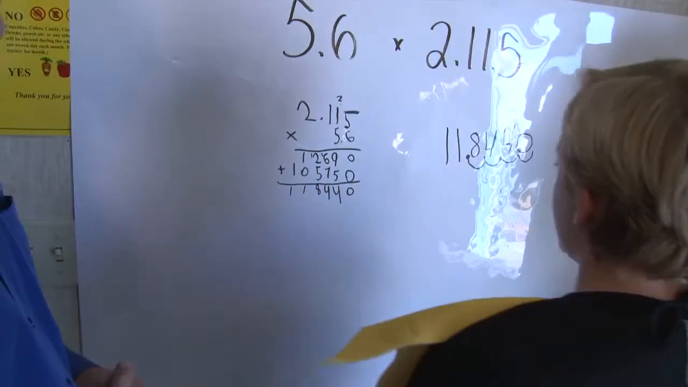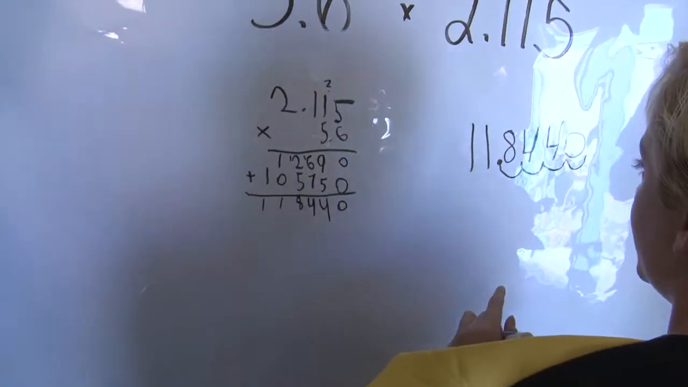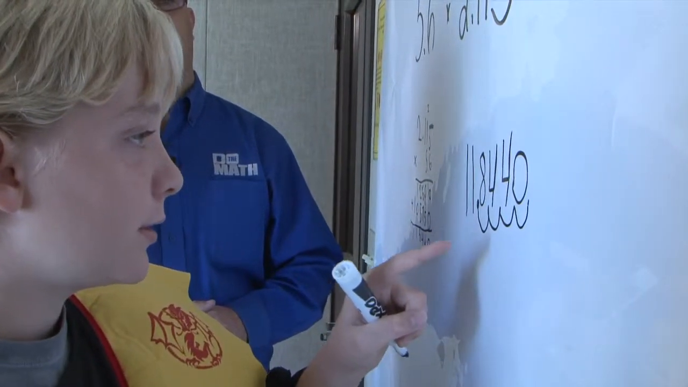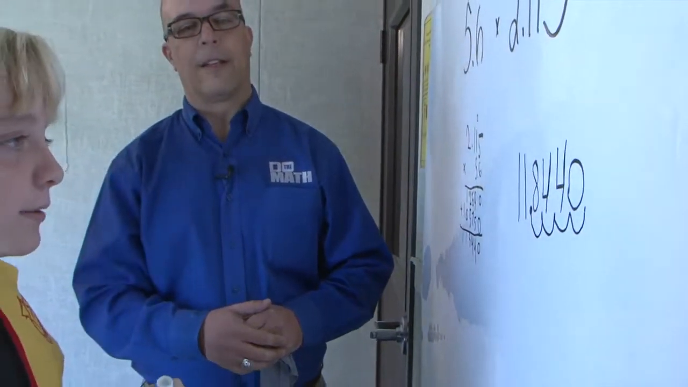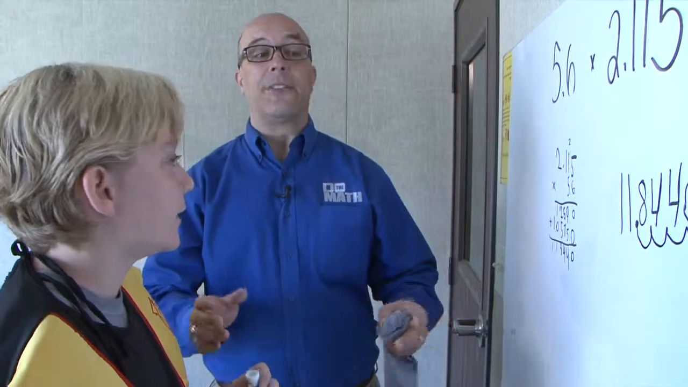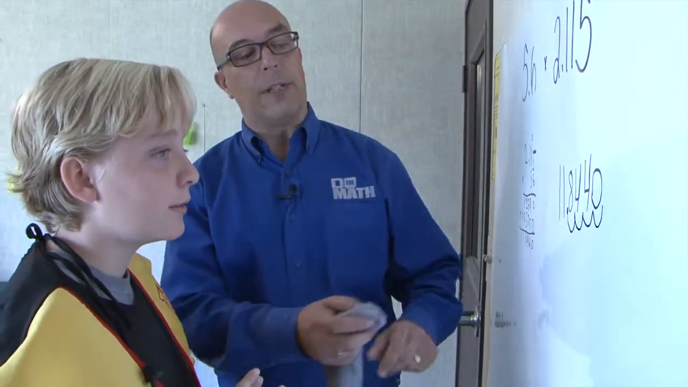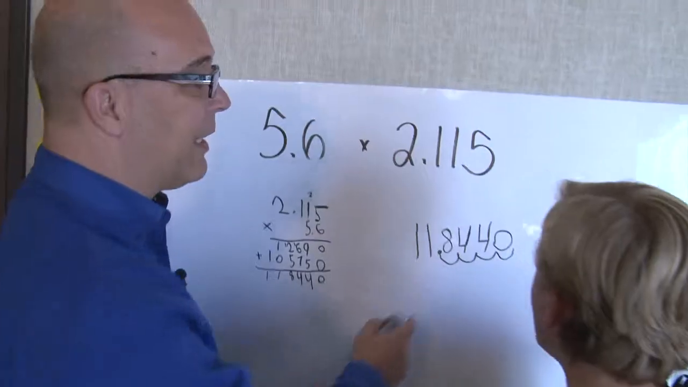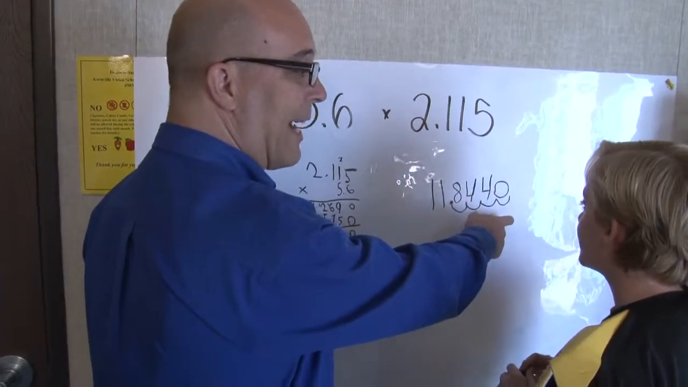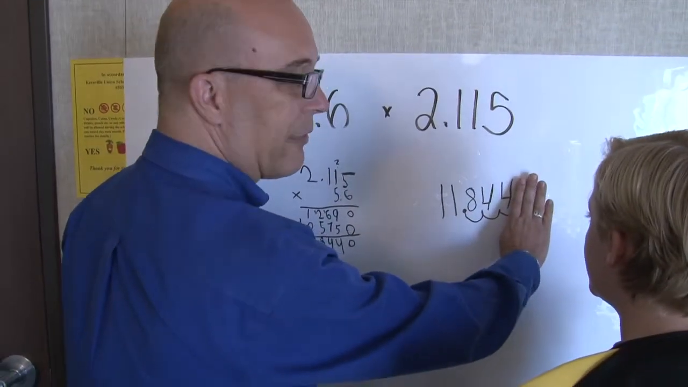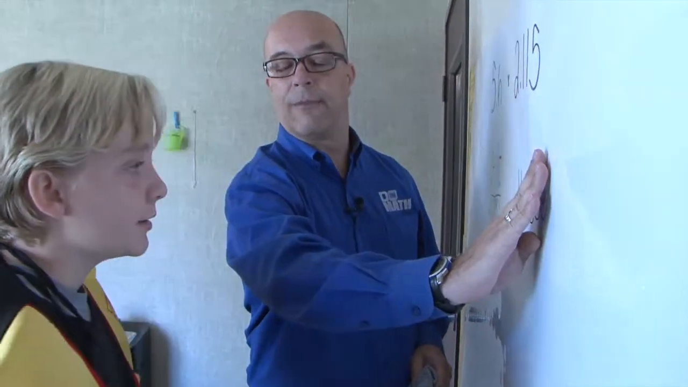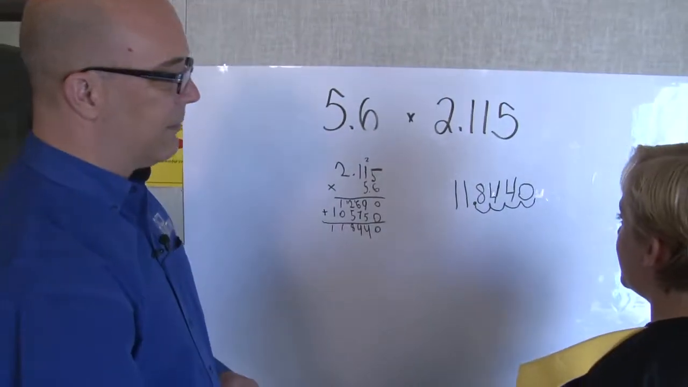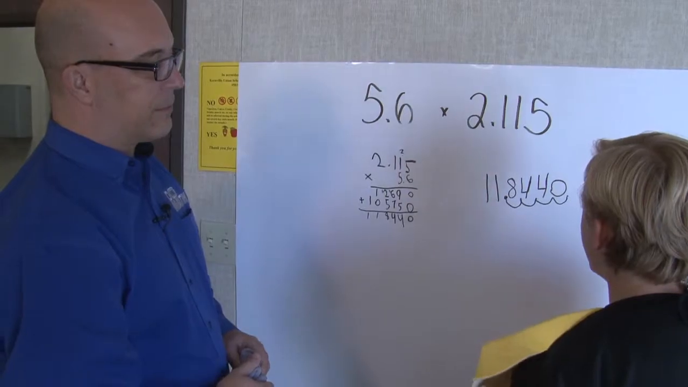So your final answer is 11 and 8,440 10,000ths. Instead of doing it like that, because we have the proper number of digits there, it's 844 10,000ths. Let's say the 0 was off. How would you read it then? So then it would be 11 and 844 thousandths.